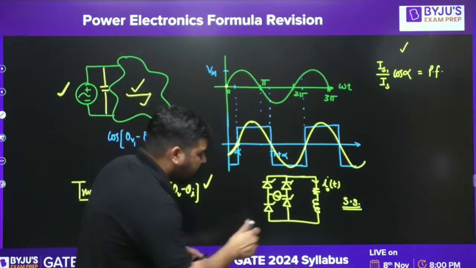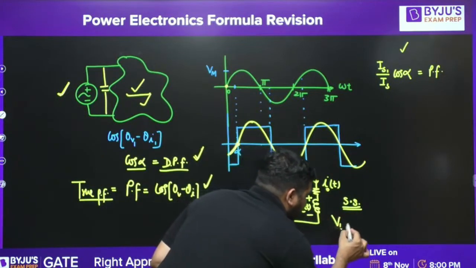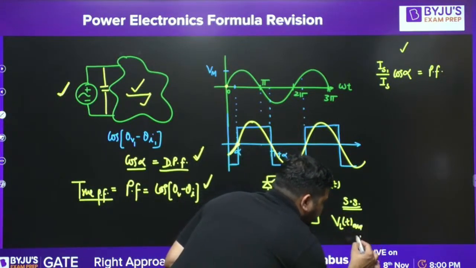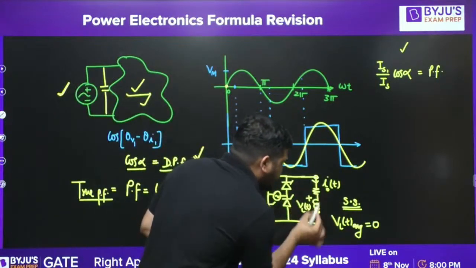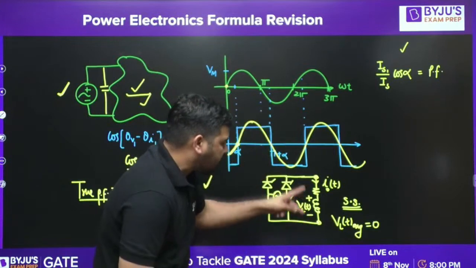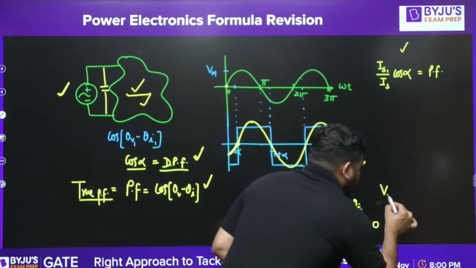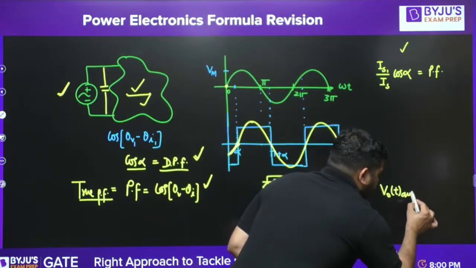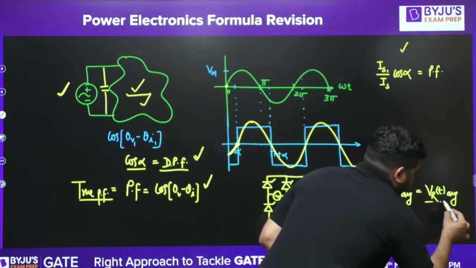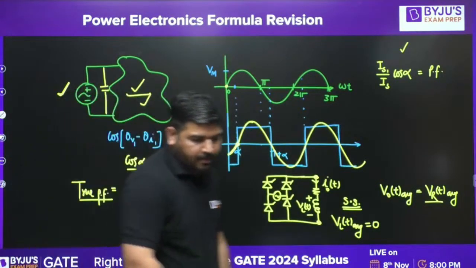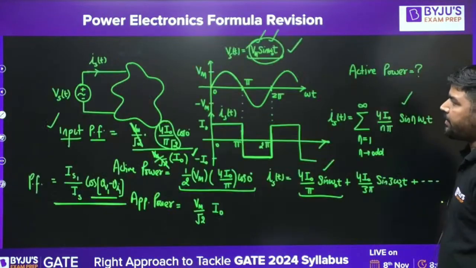If the current is periodic, then the average voltage across the inductor, VL(t) average, will be 0. So whatever the output average is, that output average will always be equal to the VR(t) average. So you can say that V0(t) average will be equal to VR(t) average. You have to be careful about this statement. This is a very powerful statement, guys.